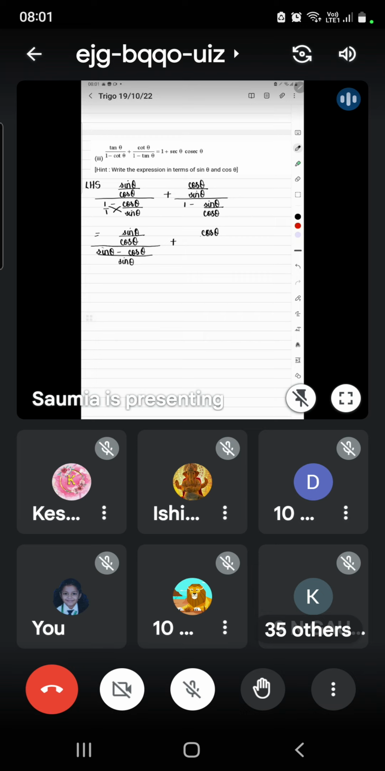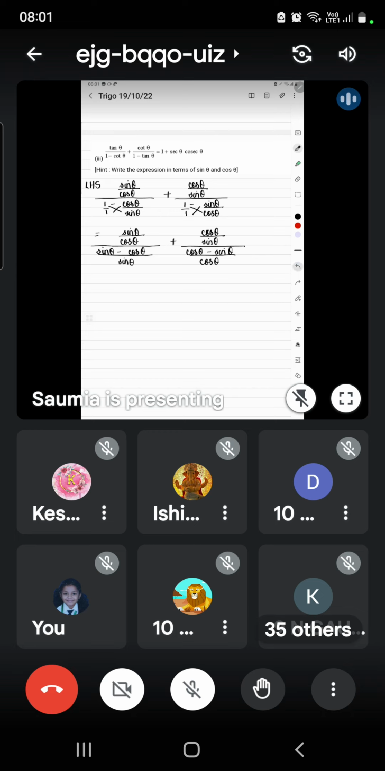Now let's go to the other one. Same situation in the other one also. Numerator is already sorted. Let's come to the denominator. Same way, cross multiply. So I'll get cos theta minus sine theta upon cos theta. Okay. Now have a look at each one.